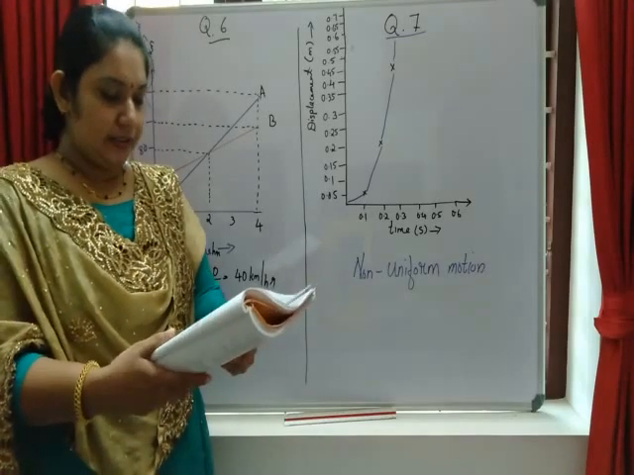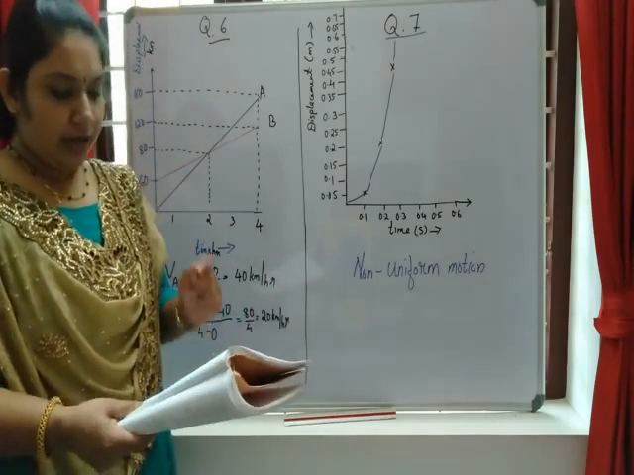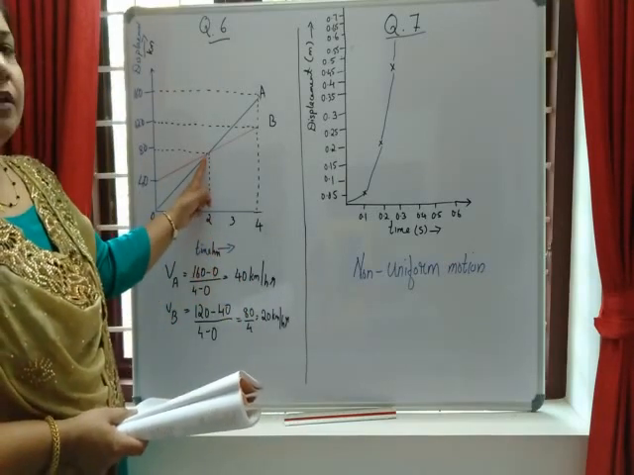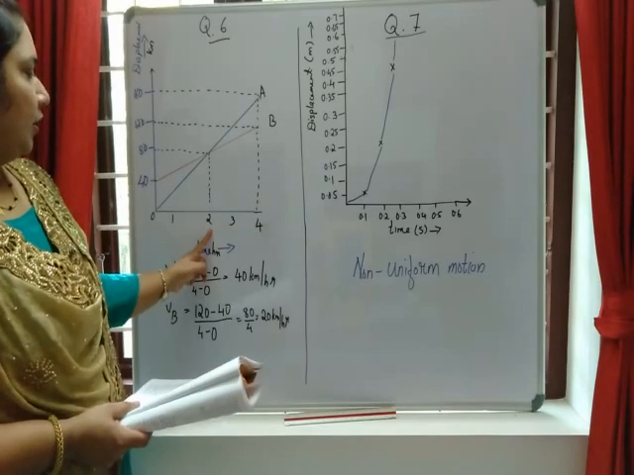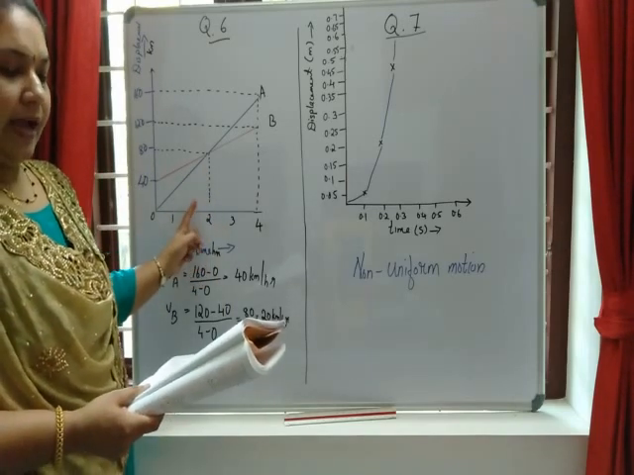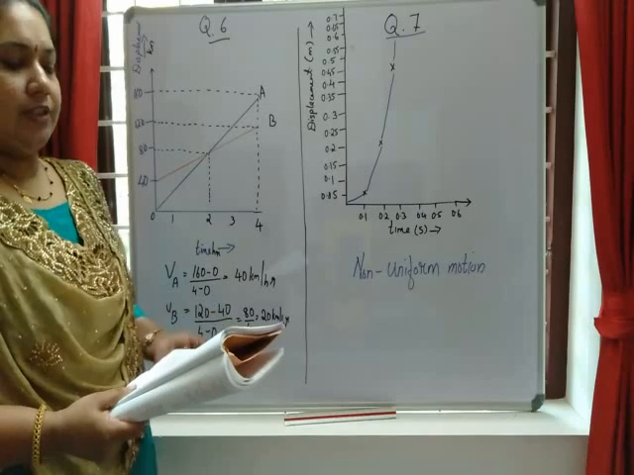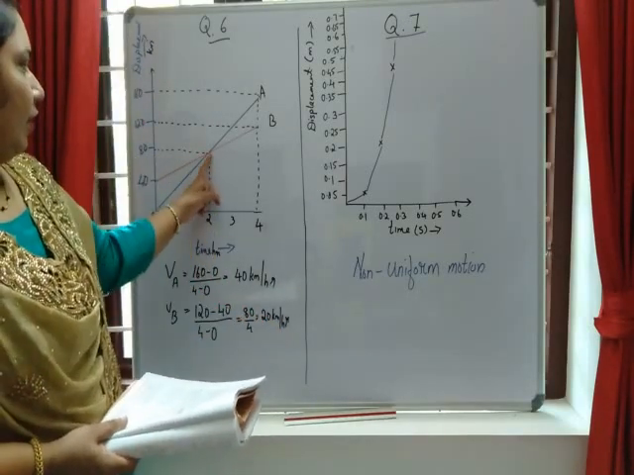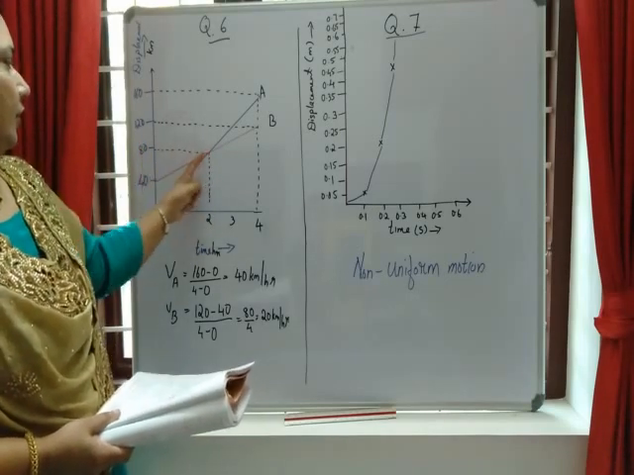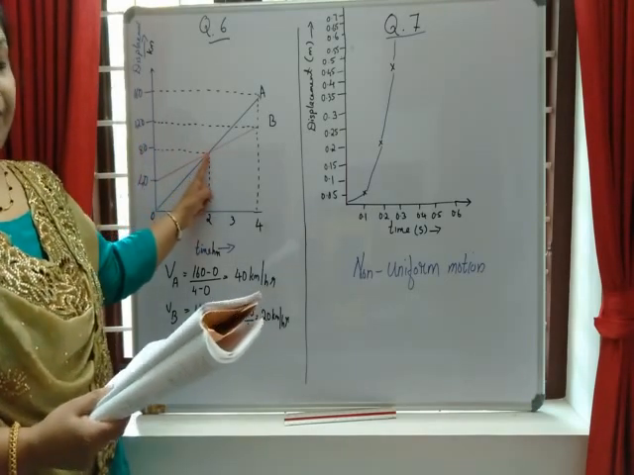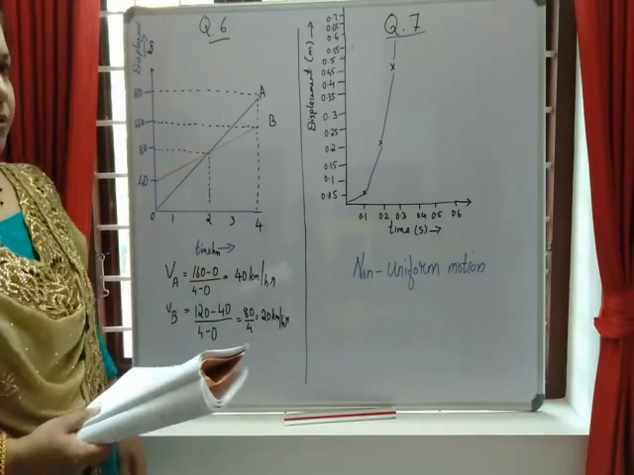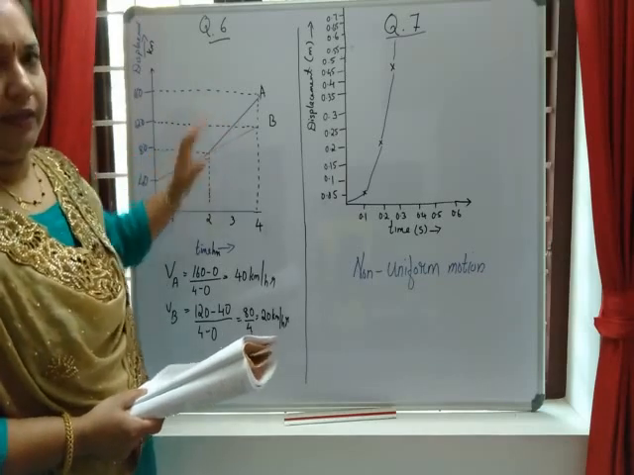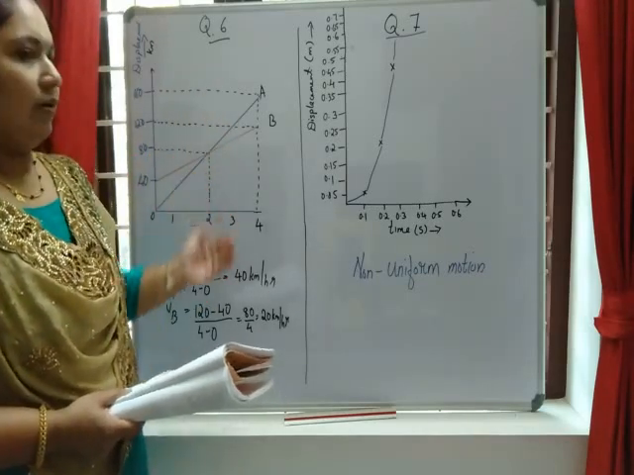And the third sub question is the time at which car A catches car B. At which time do A and B intersect? It is 2 hours. And the fourth question is the distance from start when car A catches car B. At what distance did they meet together? That is at 80 kilometer. So these are the 4 sub questions under question number 6. You have to understand the graph clearly, then we can calculate all the answers.